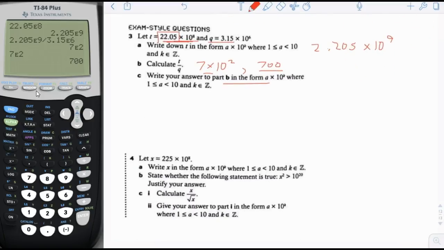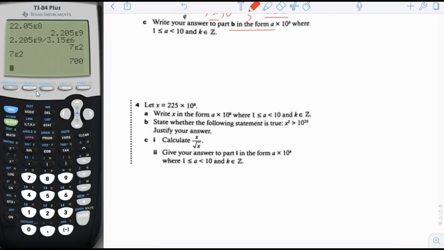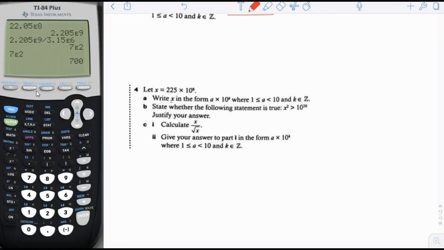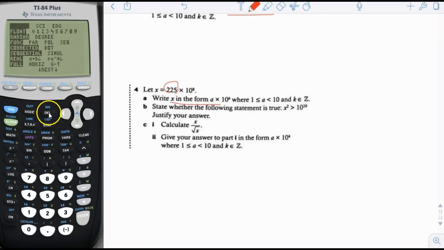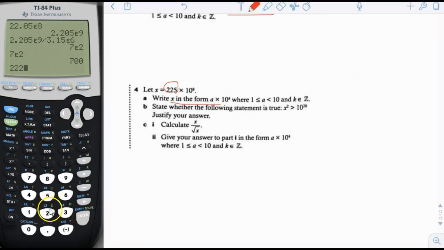Okay, last problem. 225 times 10 to the 8th, what are we going to do with it? Well, first we're going to write it in proper scientific notation form. You might think, oh, this is scientific notation, but it's actually not, because 225 is not between 1 and 9.99. So let's go back to scientific notation mode, because we want to print it out in scientific notation. And then we're going to say 225 EE 8. 2.25 times 10 to the 10th. So that is the answer to A.